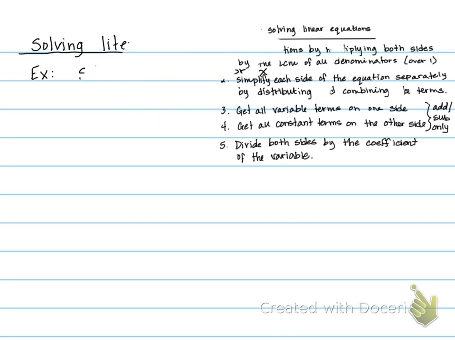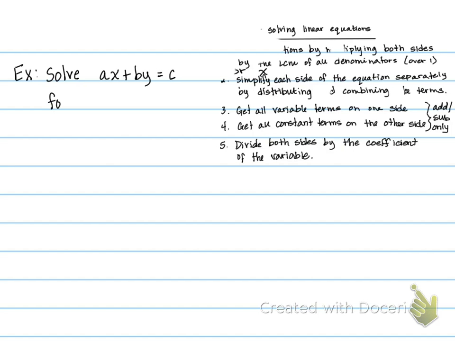Okie dokie. So we are going to solve ax plus by equals c for y. This is something that we will do a ton of when we work with graphing linear equations in two variables, because we're going to put them in slope-intercept form, which means solving for y. So we're going to solve this equation for y, which means to get y by itself, which means we're thinking of y as the only variable.